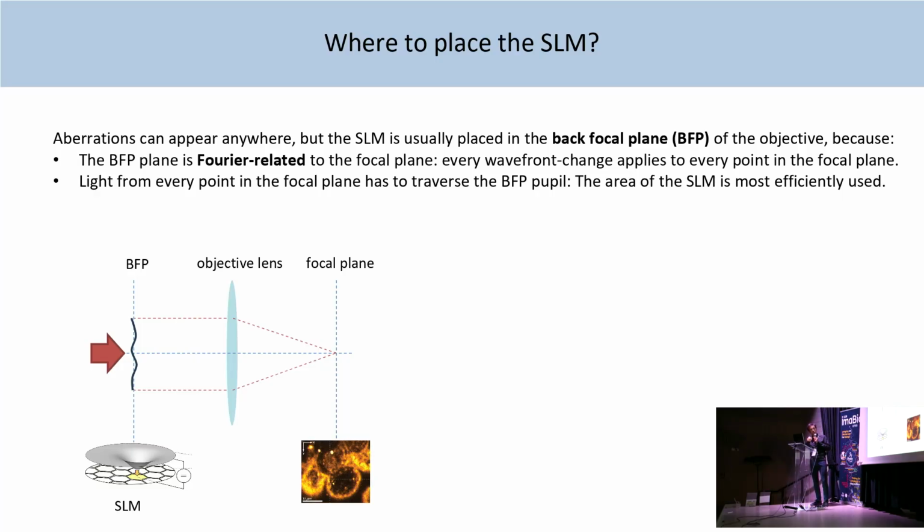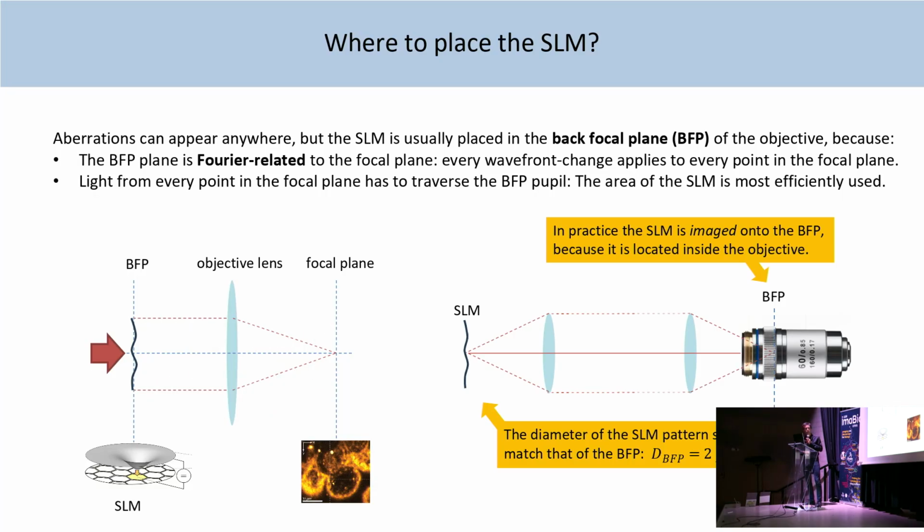So we have an objective lens. It's the main tool actually we have as microscopists. We have a focal plane and we have a back focal plane, which is Fourier related to the focal plane. And typically we put our deformable mirrors or SLMs there for two reasons. The first one is that every light ray that comes from the focal plane has to go through this nicely defined circular area. So especially if you have just a limited number of actuators on your SLM, it makes total sense to put it there. You make most use of your SLM there.